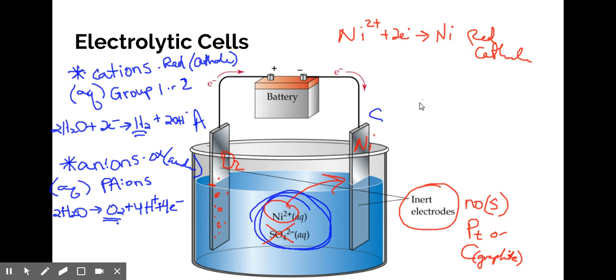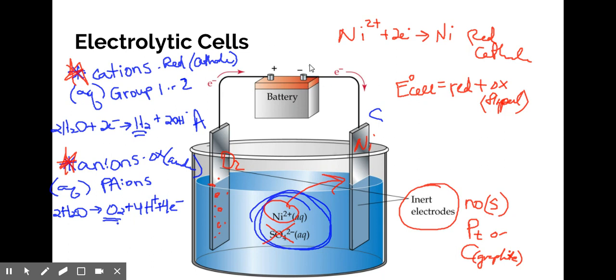Now, if I wanted to calculate my standard E cell value, I still do the exact same thing. I still take my reduced value plus my oxidized value flipped. I just have to determine who's oxidized and who's reduced based upon these rules here. Always refer to these rules if you're working with electrolytic cells.